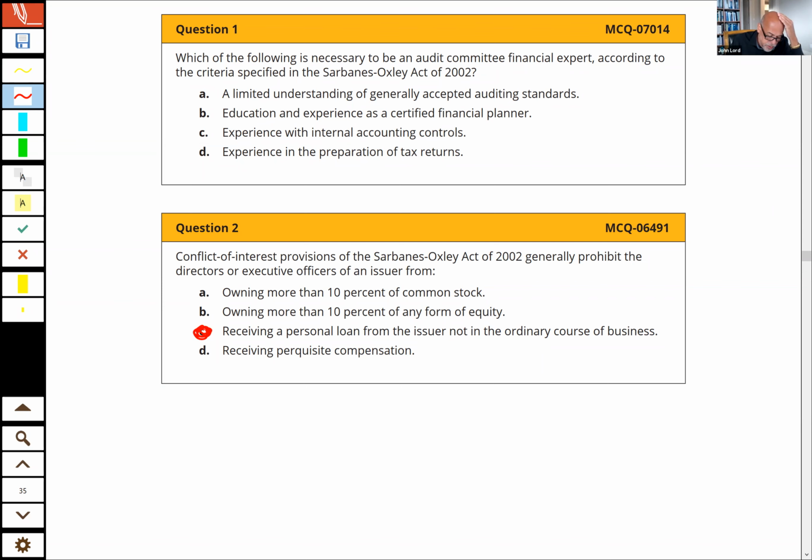Receiving perquisite compensation. Does anybody know what that is? What is perquisite compensation? Anybody know? I think it's management perks. Is that what it is? Yeah, I think it's perks. And I think the issue is that you probably can have perks. You can have a company car. You could have a company jet, but you obviously have to pay taxes on it and you have to deal with it. You have to disclose it and all that stuff.